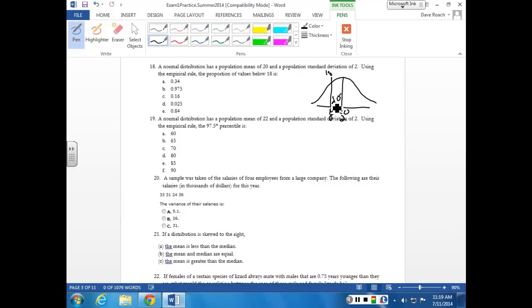And I'm going to shade in. We want to know below 18. Well, if we're one standard deviation away, we know that this area is 0.34. That's half of the 68. And we know by definition that from the mean down is 0.5. So we'll have to take the 0.34, subtract that from the 0.5, and you'll get 0.16, or C.